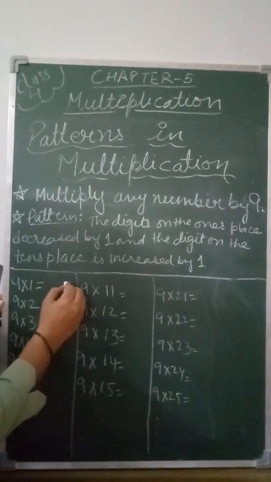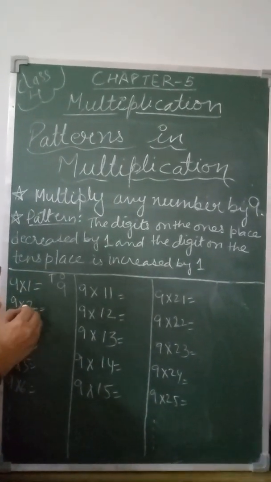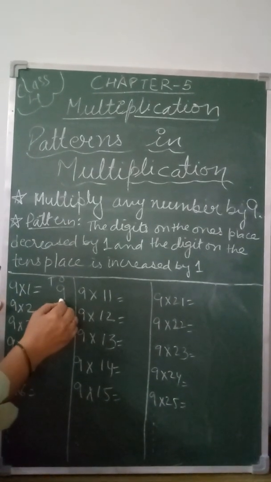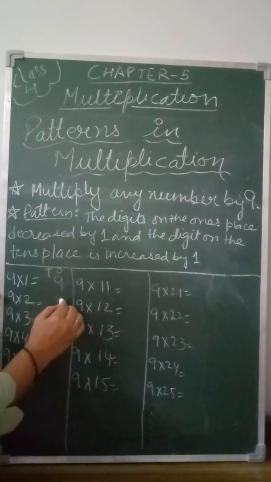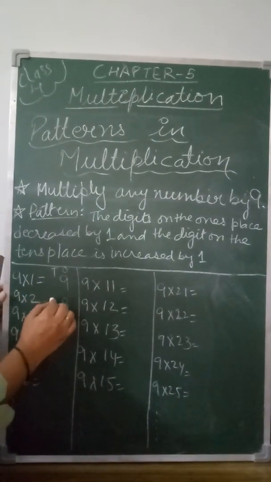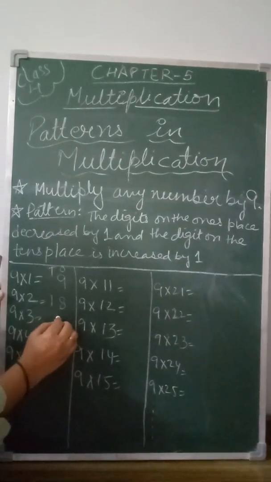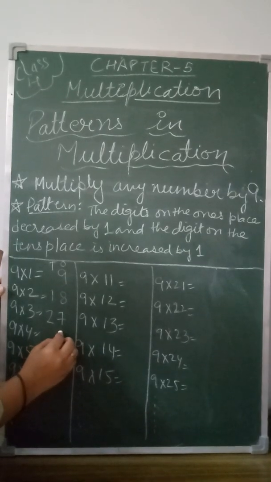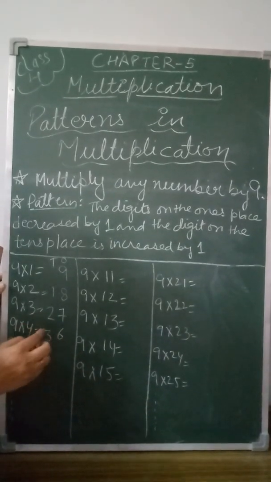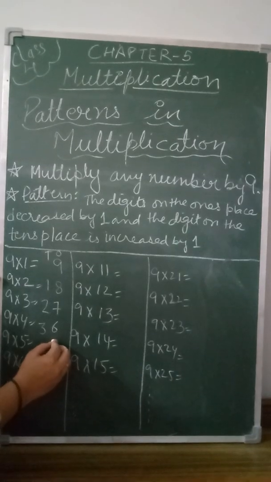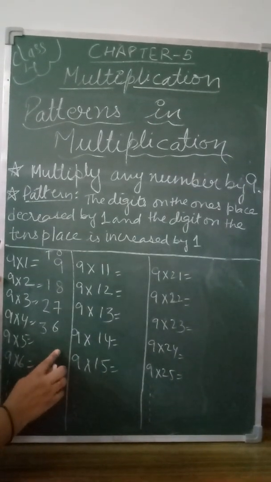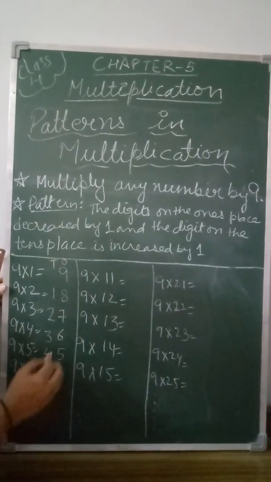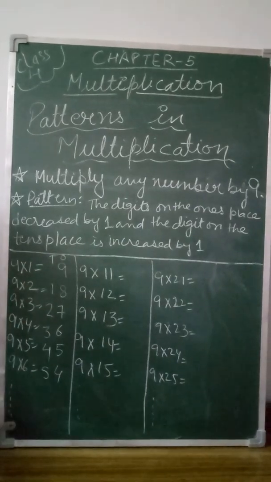9 ones everyone knows is 9. This is the tens place and this is the ones place. For 9 twos, let's see the pattern: the tens place digit is decreased by 1, so 9 becomes 8, and the ones place is increased by 1. Decreased by 1, increased by 1, and so on. This is the table of 9.